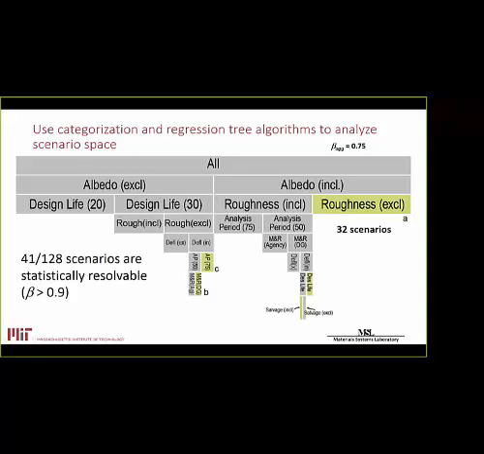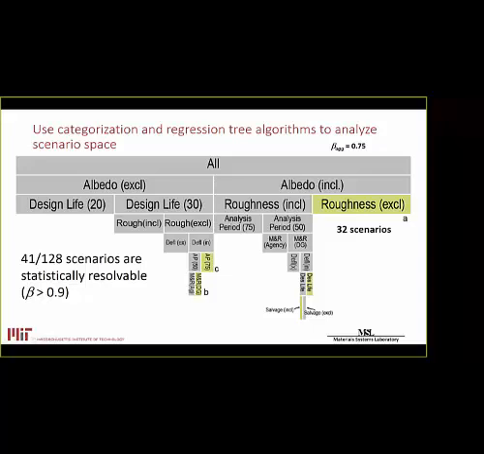So what we're showing here are ways that we've grouped these scenarios according to some of these model domain or value parameters. For example, it turns out these classification and regression tree algorithms differentiate scenarios that either exclude albedo from the analysis or include it. Then within exclude, they look at ones that have different design lives. And within that, we look at ones that exclude roughness or include roughness. And this is all done by those algorithms.